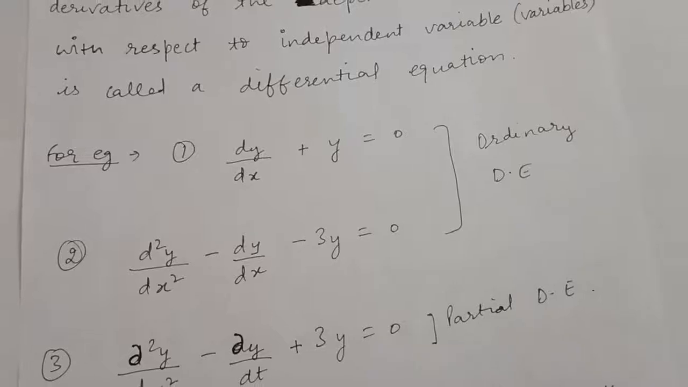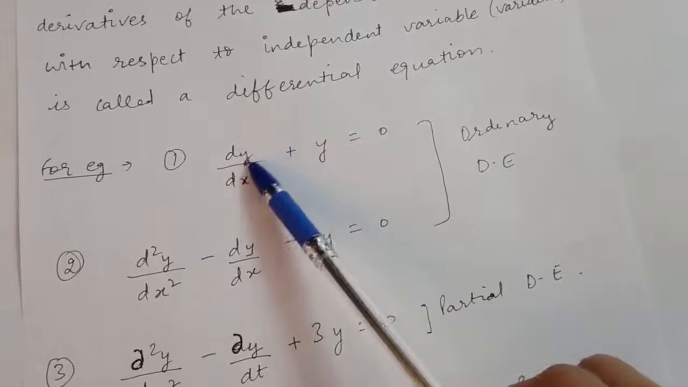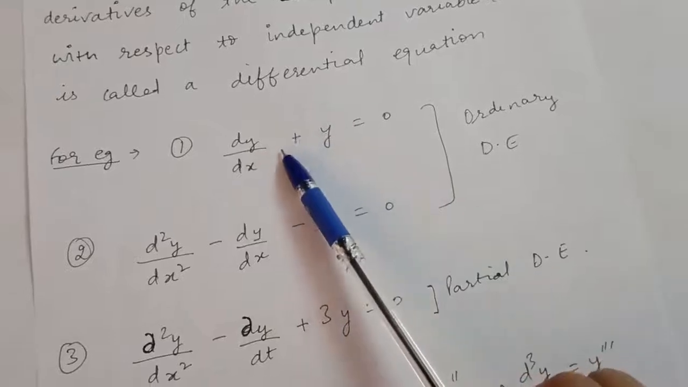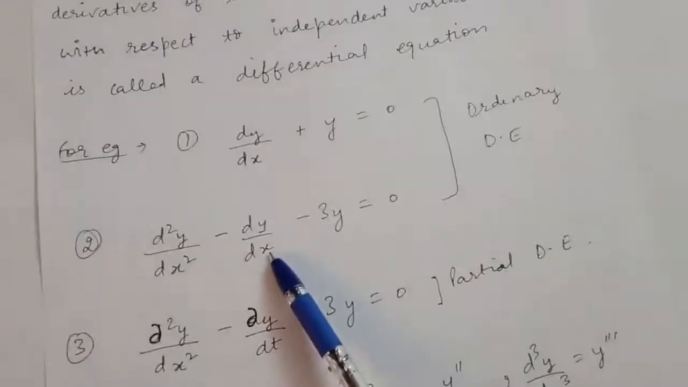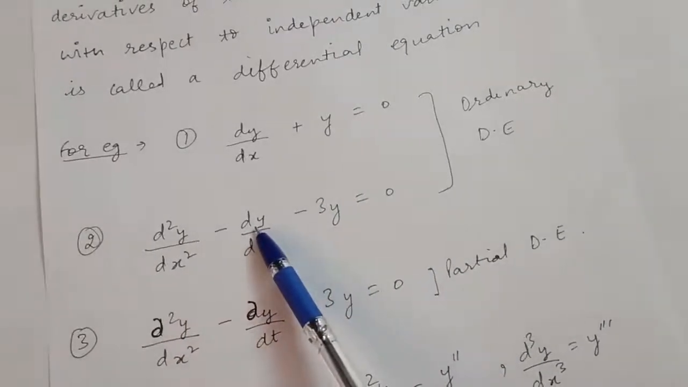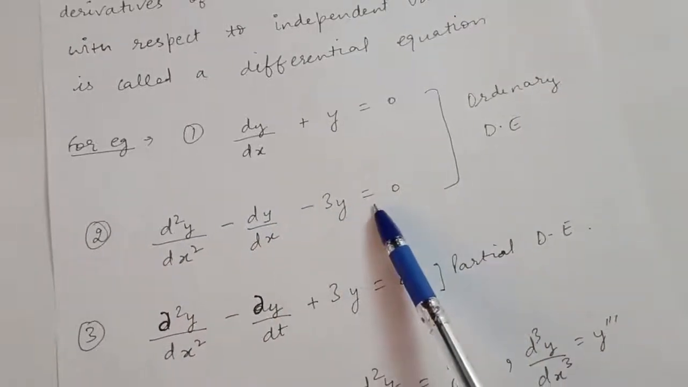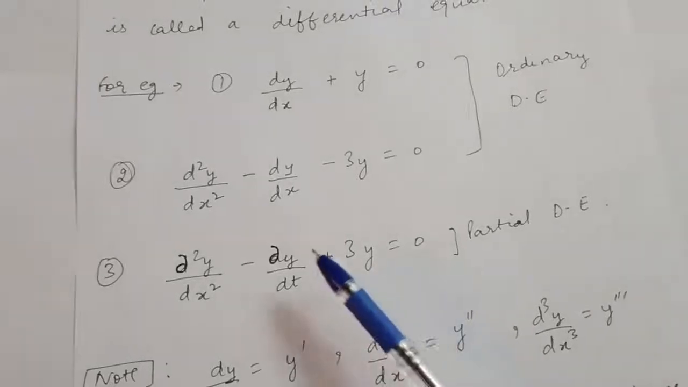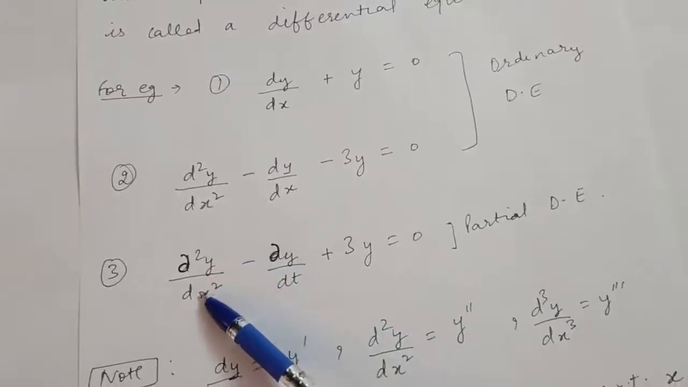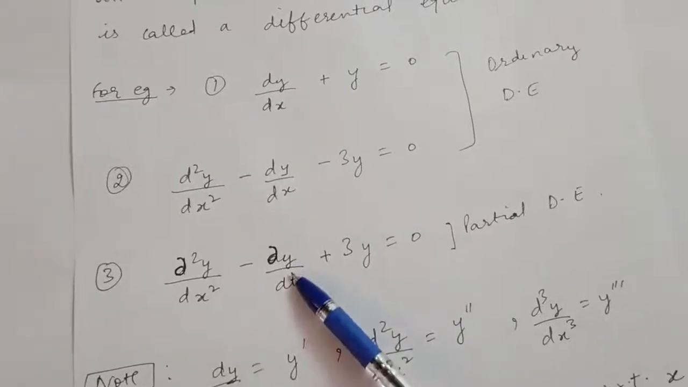This is the equation which involves derivative of the dependent variable with respect to the independent variable x. So this is a differential equation. Now this also includes derivatives of y with respect to x. This is first order derivative, this is second order derivative. So this is also a differential equation. Now the third equation includes the derivative of the dependent variable y with respect to the independent variable x and independent variable t. So this is also a differential equation, right?